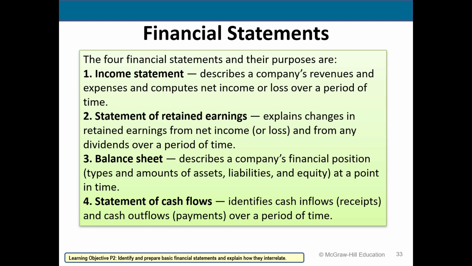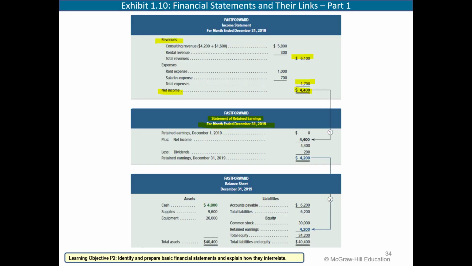And then finally, the statement of cash flows, which shows the cash inflows and the cash outflows over the period of time. So it shows how you went from the beginning period cash balance to the ending period cash balance. So these are the 3 financial statements: the income statement, the statement of retained earnings, and the balance sheet.